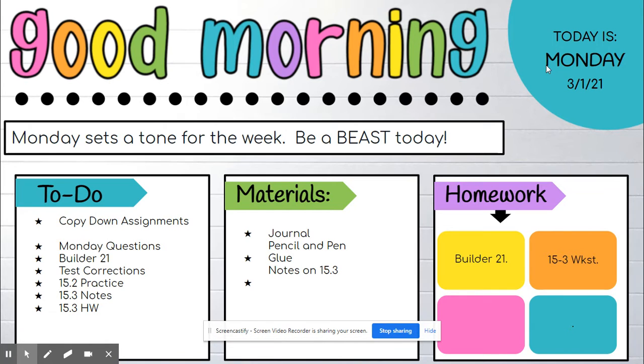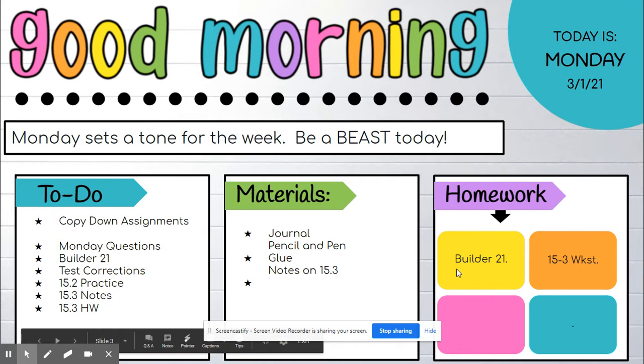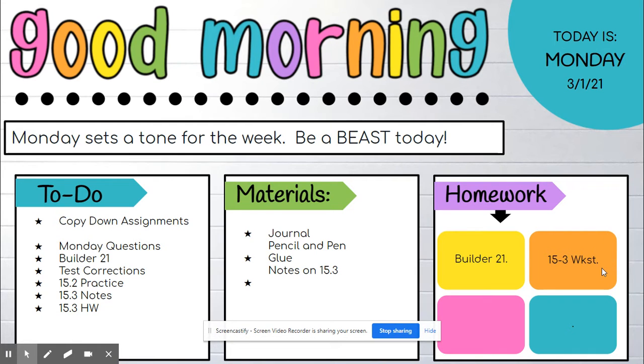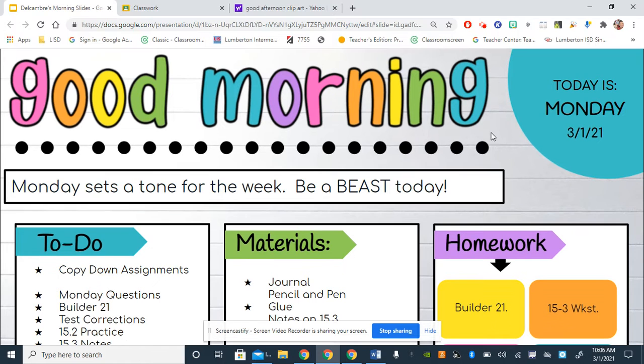We did our test corrections in class for my homeroom class. You need your 15.2. We did a couple of questions on the practice there. Your notes on 15.3. And then we went over a couple of questions on the 15.3 homework. So you'll need your journal, pencil and pen, glue, and notes on 15.3. The homework for today's Builder 21 and 15.3 worksheets, which is side and angle relationships.